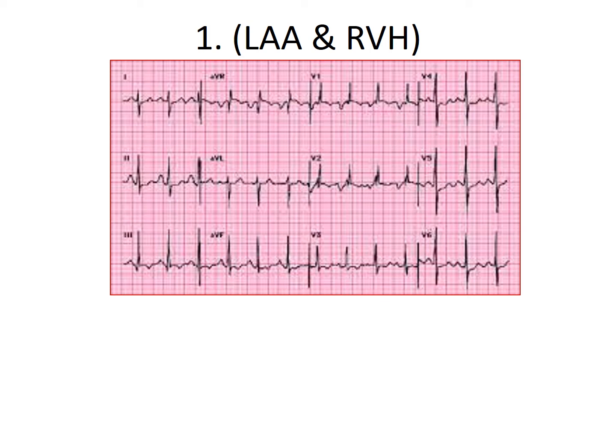There is also evidence of right ventricular hypertrophy as evidenced by a tall R wave in V1. Normally, the ratio between the R wave and the S wave in V1 is less than 1. In the presence of right ventricular hypertrophy, the ratio between the R wave and the S wave in V1 is equal to or more than 1.